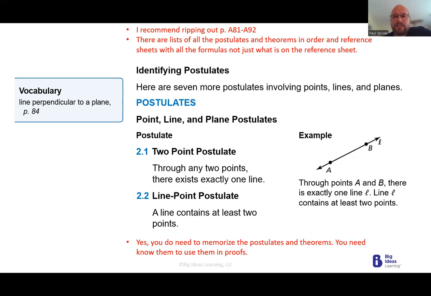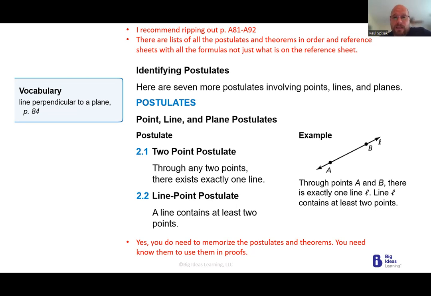It has all the postulates and all the theorems that we're going to be looking at, as well as a reference sheet with all the formulas that we're going to be using throughout the year, not just the formulas that are on the reference sheet for the EOC. So I would recommend ripping those out, hole punching them, and putting them in a binder, so that you have them all year long. Again, you can't use those on a test, but you have them in one place to study and to refer back to.